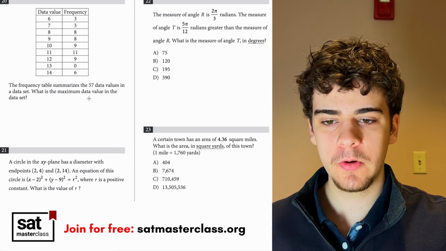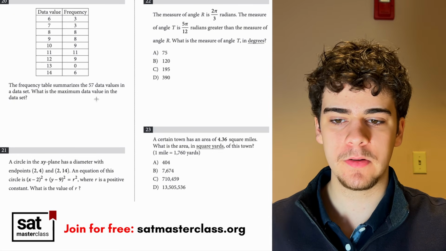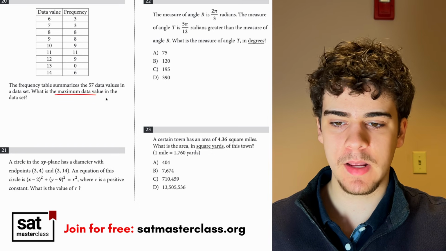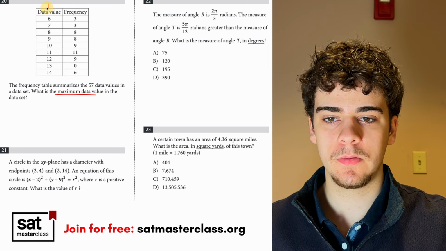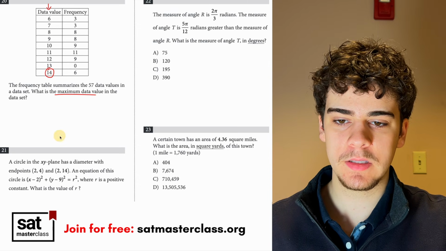Okay, the frequency table summarizes the 57 data values in a data set. What is the maximum data value? So that means that we're literally just looking at the maximum data value. So these are the data values. The maximum we can see is 14.